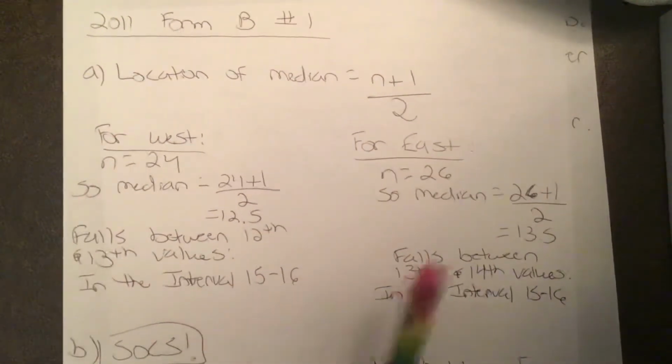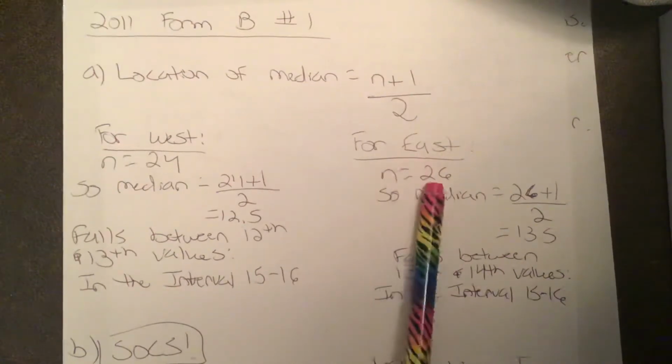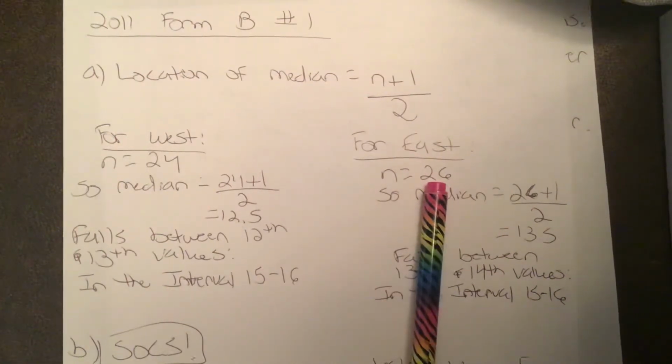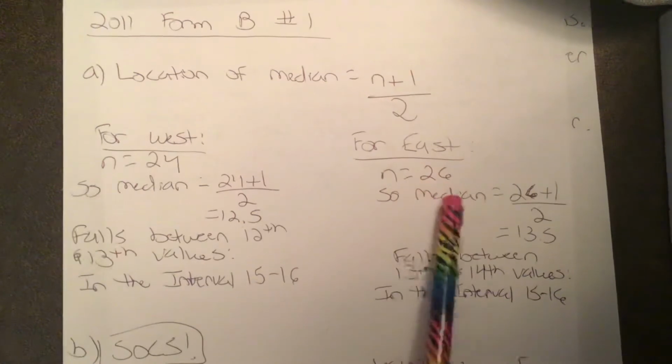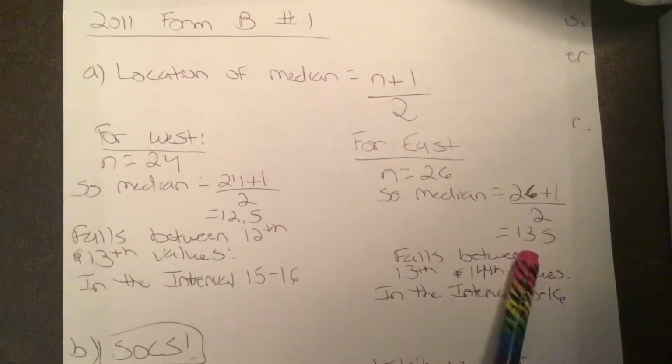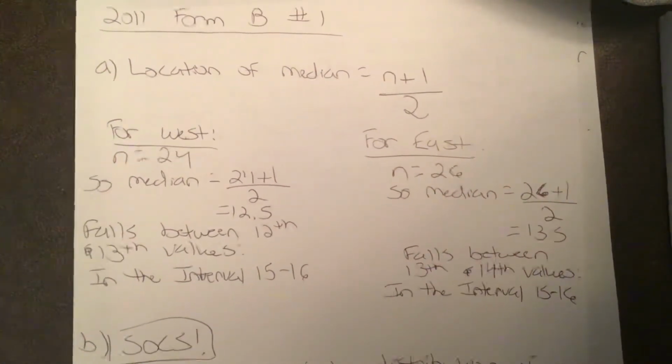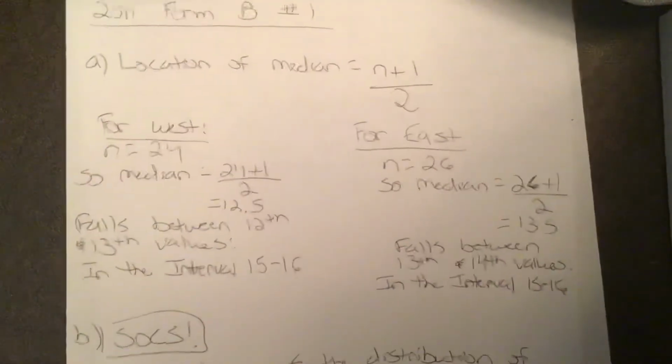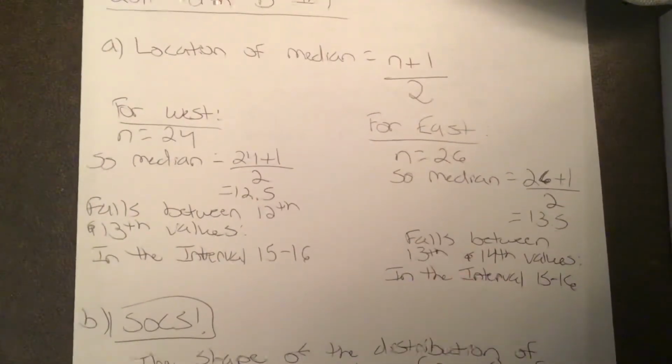And then for the East region, use a similar strategy. So the n is 26, again by just adding the heights of all the bars. So the location of the median is 26 plus 1 over 2, which is 13.5. So it falls between the 13th and the 14th data values.